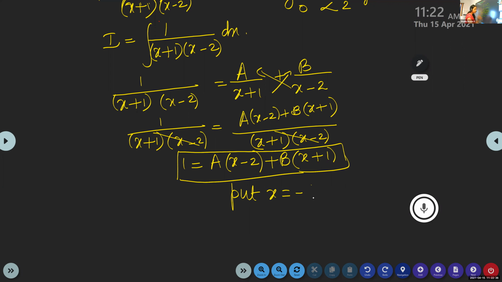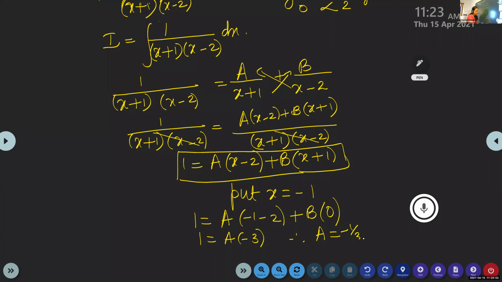When we put x is -1, we will get 1 is equal to A into -1 minus 2 plus B into -1 plus 1. This term will become 0. Is it okay? When we assign x is -1, this B term will become 0. So we will get 1 is equal to A into -3. Therefore, what is the value of A? A is -1/3. Is it okay?